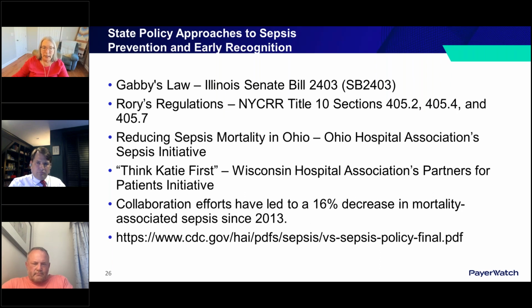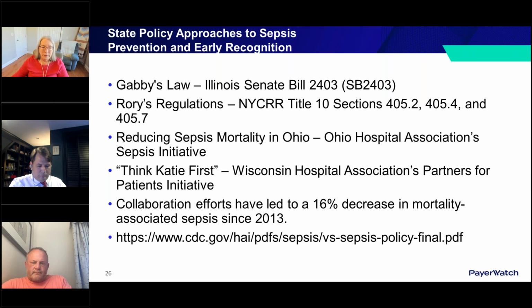Gabby, Rory, and Katie, on 3 of them. These came about because of occurrences in those states where sepsis was not identified early, it was not diagnosed, and it was not treated early in the course of their illness, and all of these folks ended up dying, and I think all 3 of them were young. I know at least for the Rory regulation, he was a 9-year-old boy, I believe.